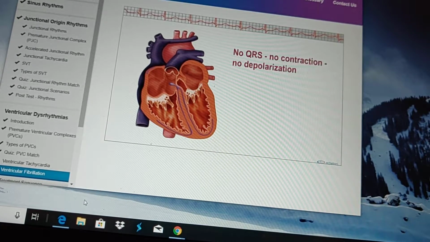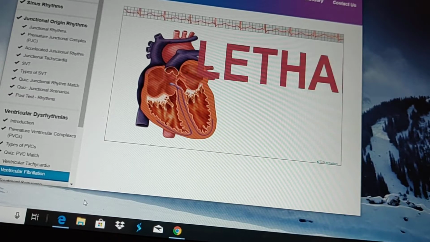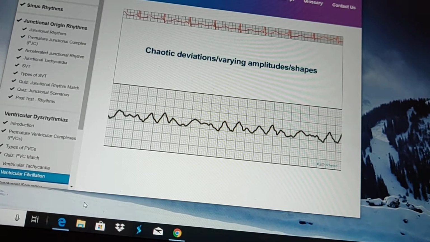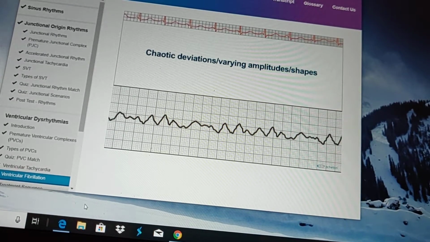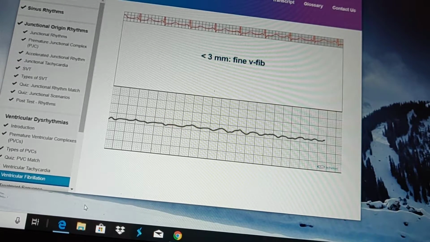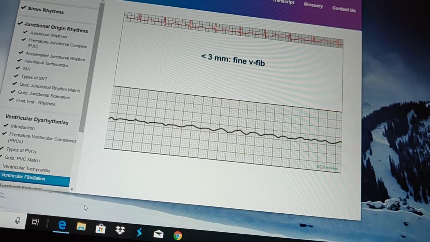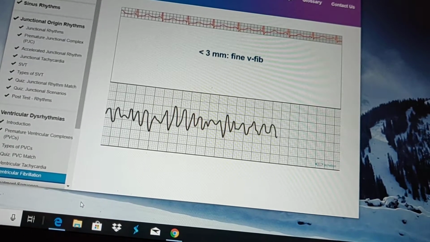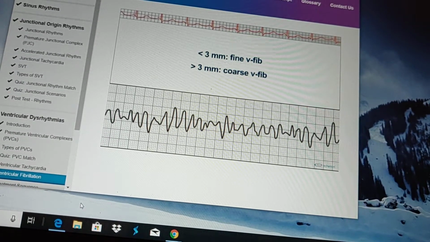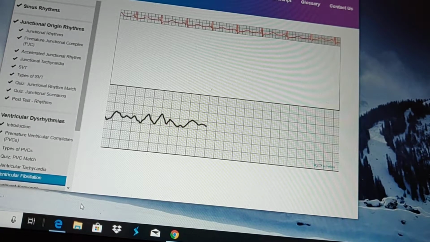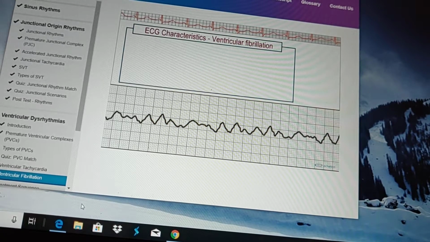Ventricular fibrillation, like ventricular tachycardia, is a lethal rhythm. The ECG for ventricular fibrillation shows chaotic deviations with varying amplitudes and shapes. Patients who generate VFib with low amplitude waves of less than 3 millimeters are labeled as having fine VFib. Likewise, those with waves in excess of 3 millimeters are described with the term coarse VFib. Let's look at the basic ECG characteristics for a patient with ventricular fibrillation.